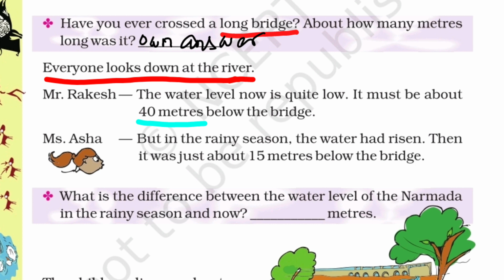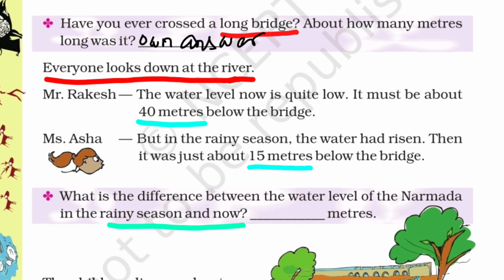And teacher Miss Asha said, but in the rainy season, the water had risen. Then it was just about 15 meters below the bridge. So during the rainy season we'll get more rainwater, right? So that time the water level will increase, and then it was just 15 meters below the bridge. Okay. So they're asking a question now. What is the difference between the water level of the Narmada in the rainy season and now? So now we know it is about 40 meters. So in rainy season it is about 15 meters.